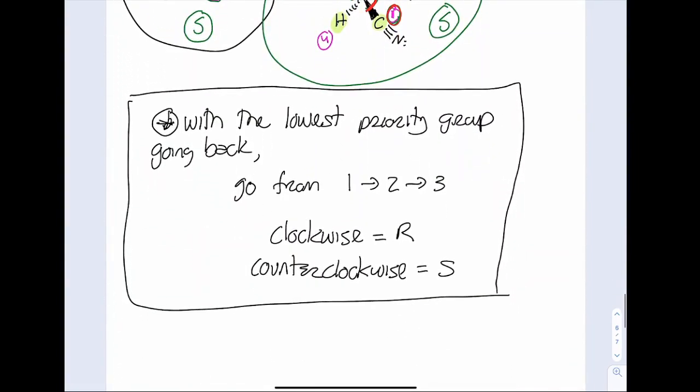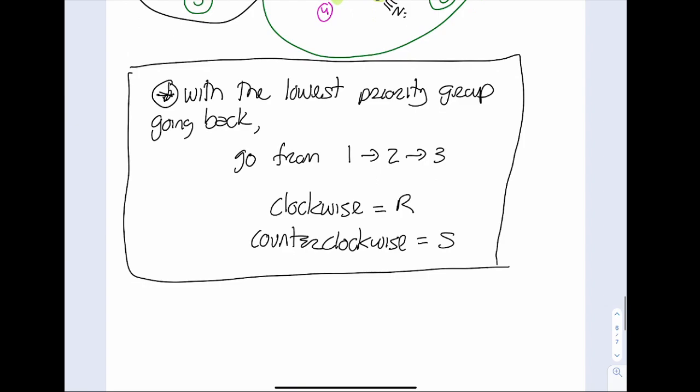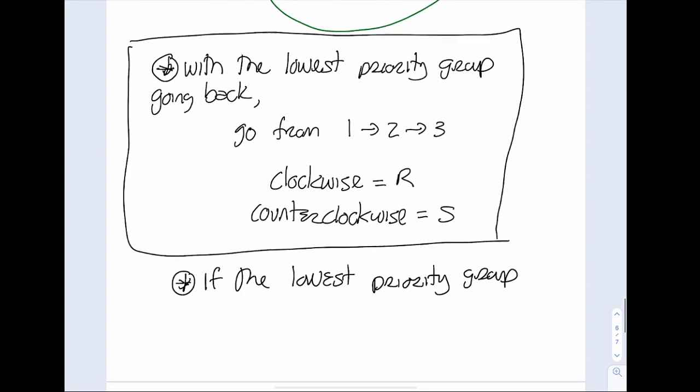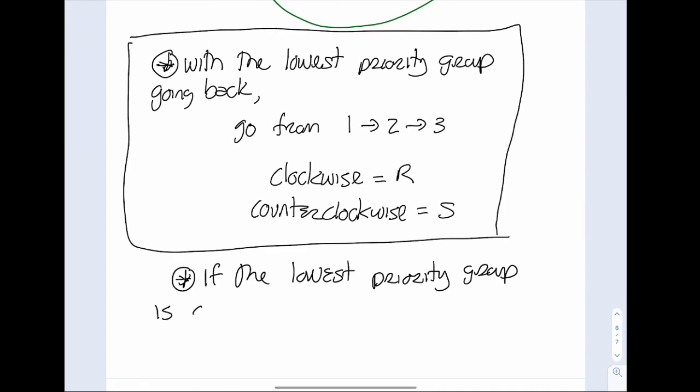So kind of back to our directions here. Lowest priority group back, right? We're going to go from 1 to 2 to 3. That's clockwise R, counterclockwise S. We can add to this: if the lowest priority group is going forward or coming forward, I'm not sure what the proper way to say that is, reverse your answer.